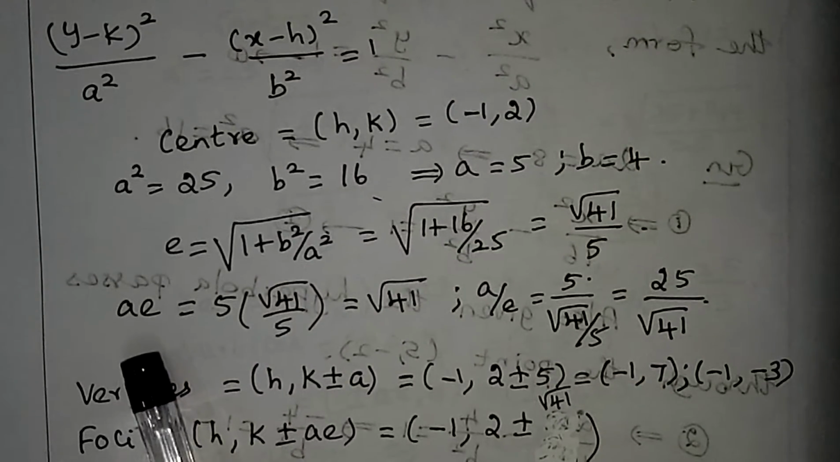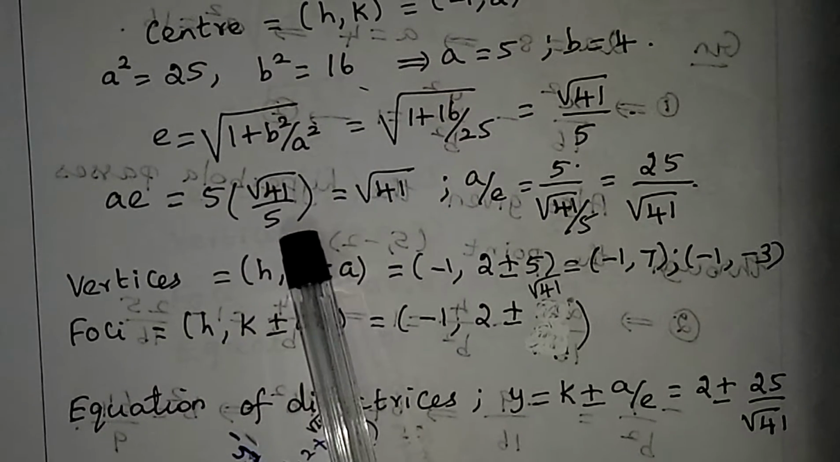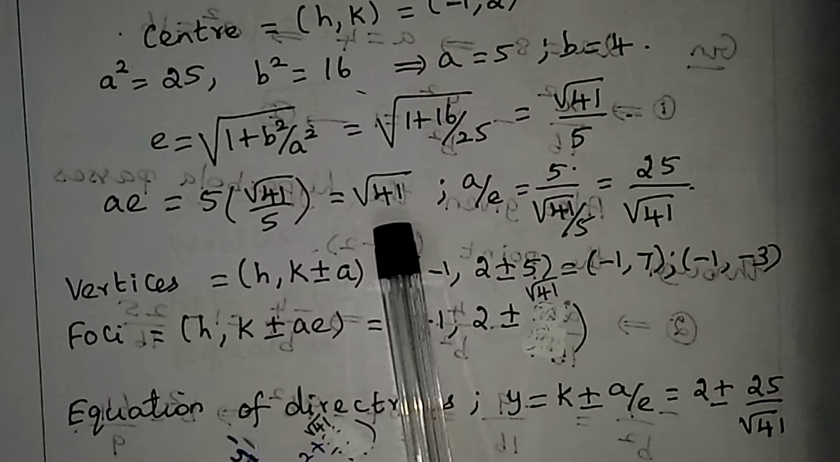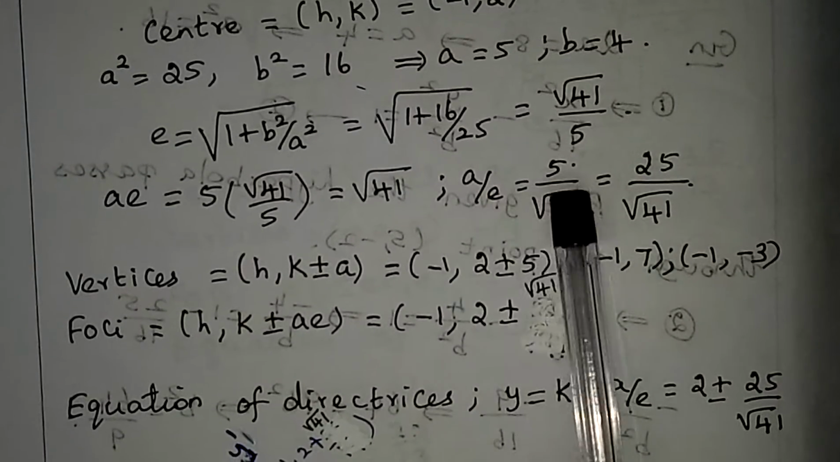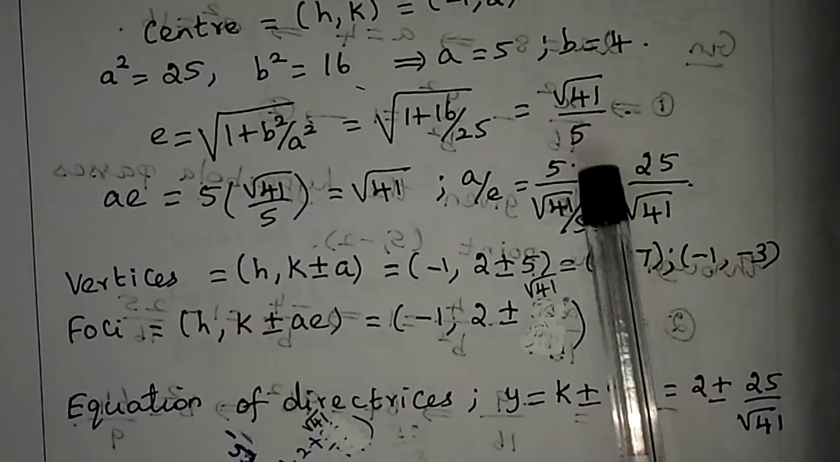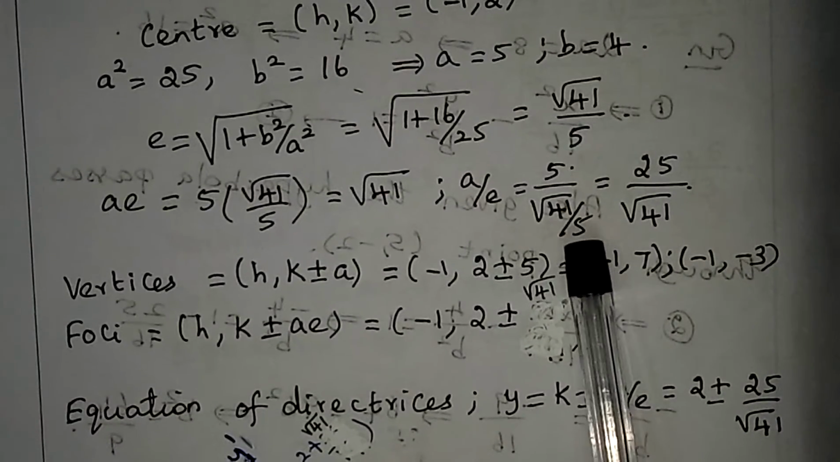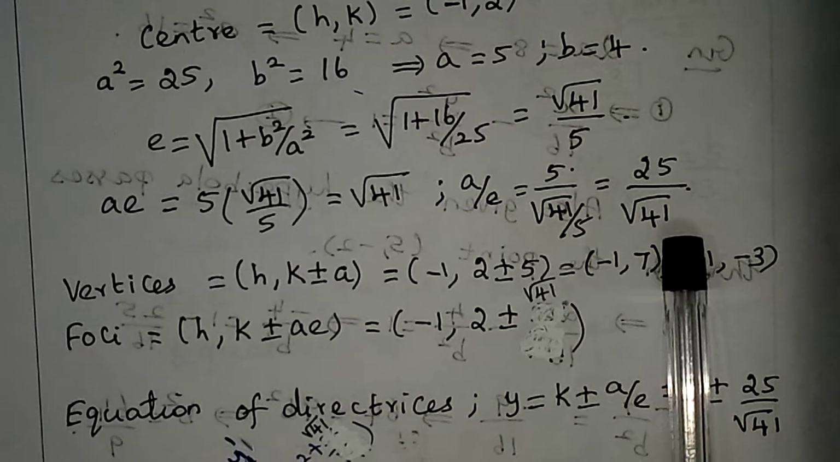Now you can find ae. ae value is 5 into root of 41 by 5. Okay, the e value. So 5 you can cancel. It is root of 41. Now a by e. a value is 5, so 5 by e value. e value is root of 41 by 5. This denominator 5 will go to the numerator. It will become 25 by root of 41.